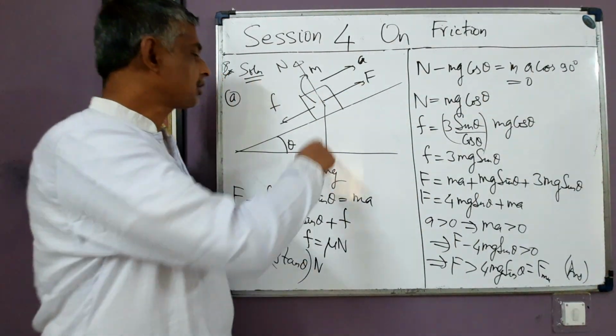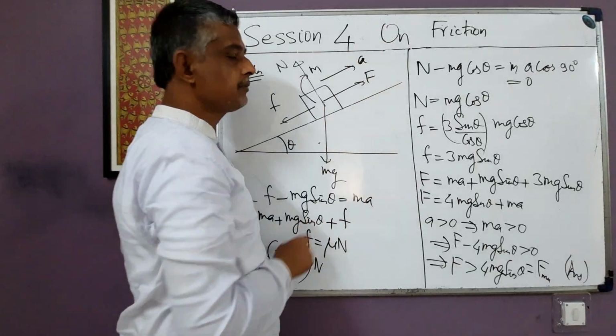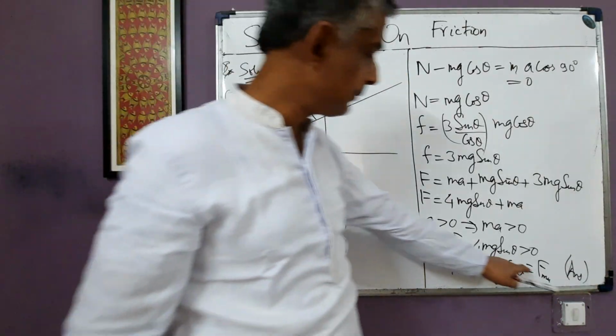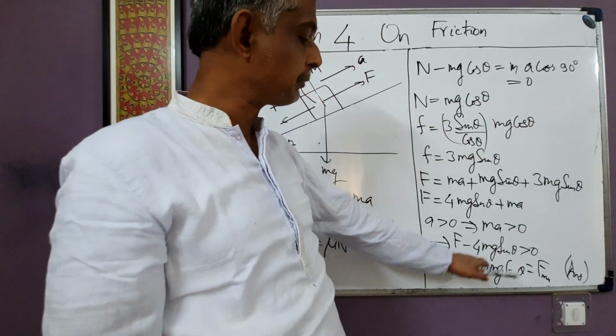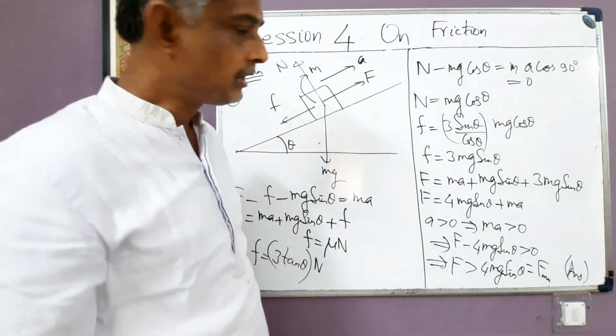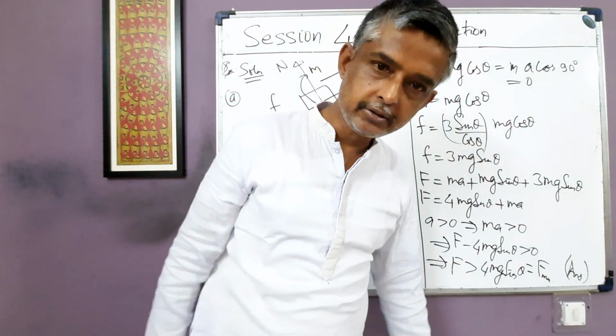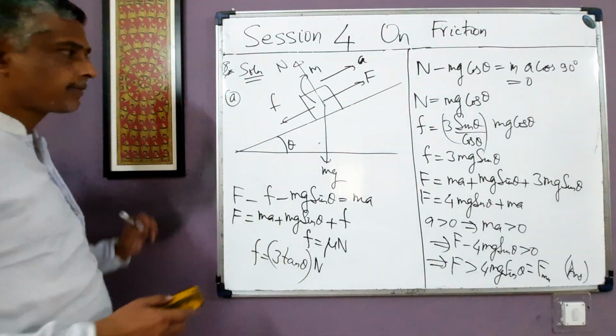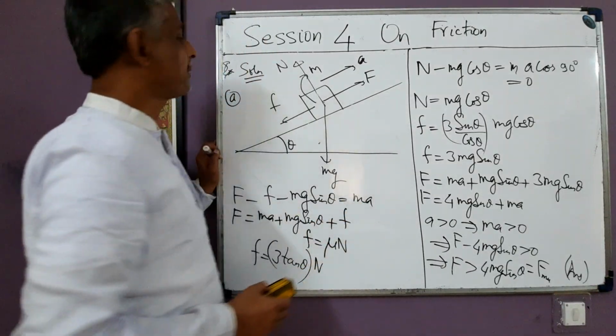So in order that the block is pulled up the inclined plane by means of force F directed up the inclined plane, F should exceed 4 mg sin theta. So this is the minimum value of capital F, so that the block may move up the inclined plane. Okay, this was the first part of the question. Alright, now I take part B of the question.